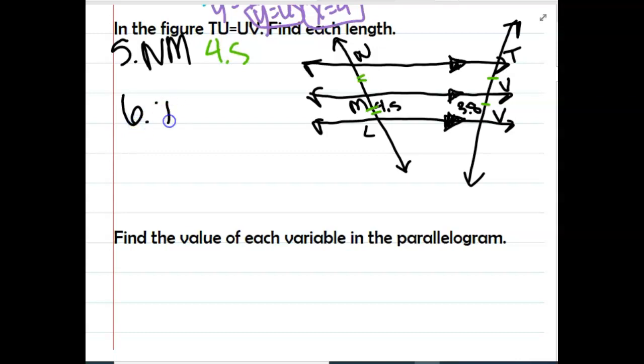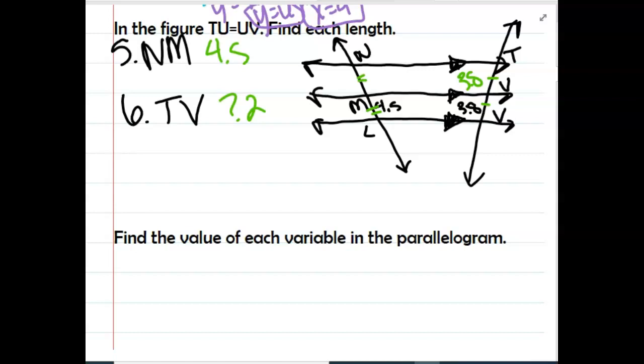And then let's do TV. Now, TV is the whole thing. And I know that that's 3.8. Well, if that's 3.8, what's TU? 3.8, which means TV is 7.2. Okay. Questions on that one?